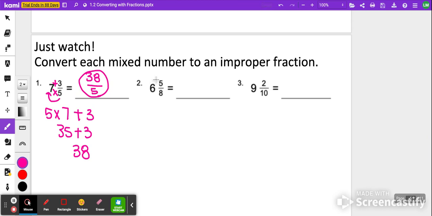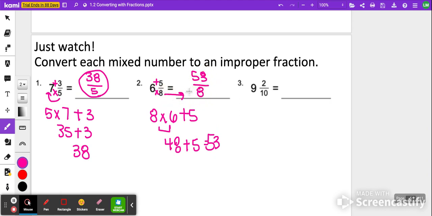Okay, so we're going to try that Texas two-step again with number 2. 8 times 6 plus 5. 8 times 6 is 48, and 48 plus 5 is 53. So we're going to get 53 on the top, over 8 still as the bottom number. See how it's not changing? The next one, again, 10 times 9 plus 2. I know 10 times 9 is 90, and 90 plus 2 is 92. So I'm going to have 92 over 10, being that same denominator.